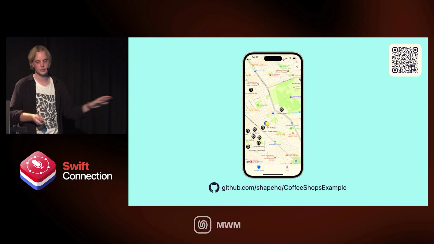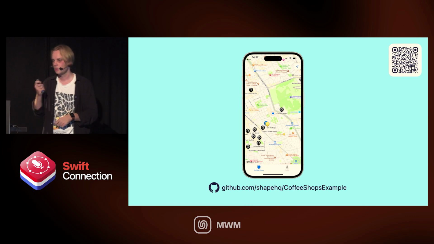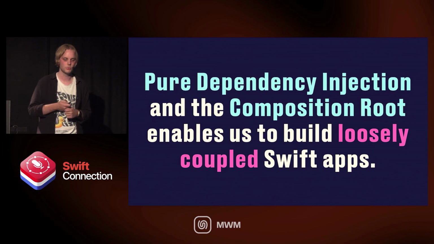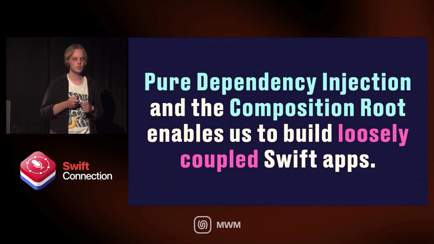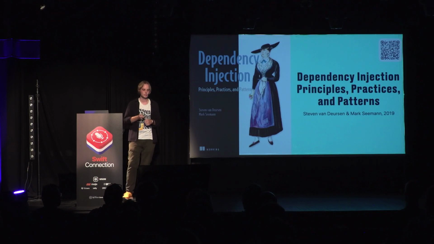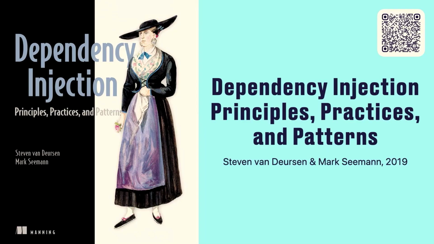github.com/shapehq/coffeeshopsexample, where you can find the entire code for this. And here we've seen how pure dependency injection and the composition root enables us to build loosely coupled Swift apps. And if you think that's interesting, I recommend that you read this book, Dependency Injection: Principles, Practices, and Patterns by Steven van Deursen and Mark Seemann.